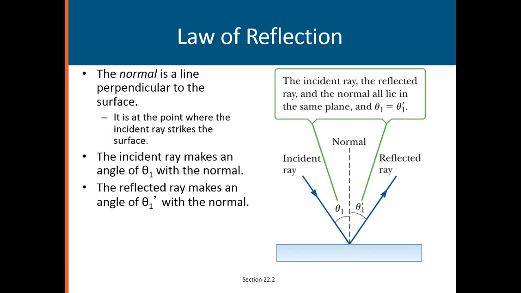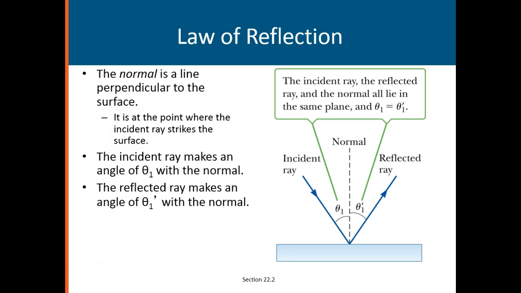So the normal is a line perpendicular to the surface. It is at the point where the incident ray strikes the surface. There's the normal line at that place, and the angle of incidence is equal to the angle of reflection. And they usually call that theta 1 and theta 1 prime. I've been calling it theta I and theta R. The book calls it theta 1 and theta 1 prime. They are equal to each other.